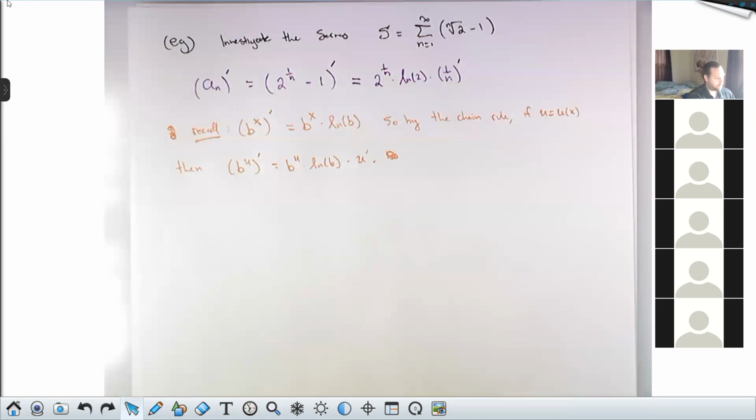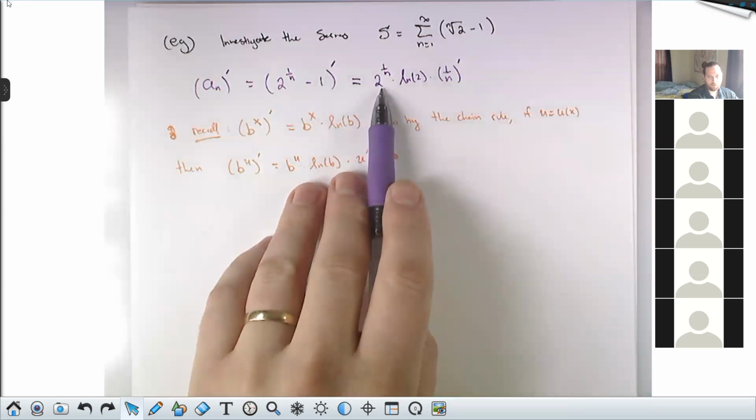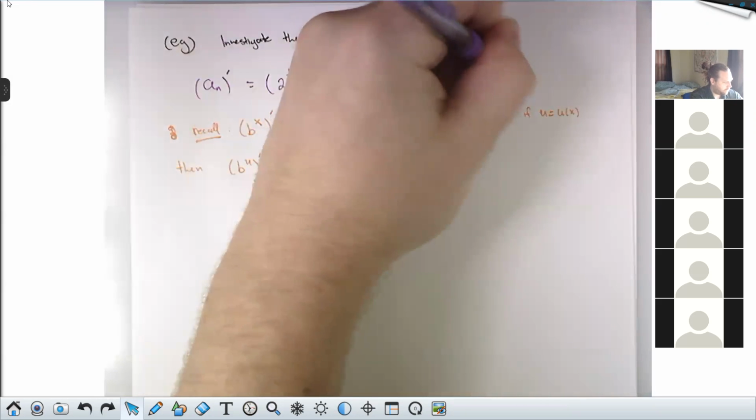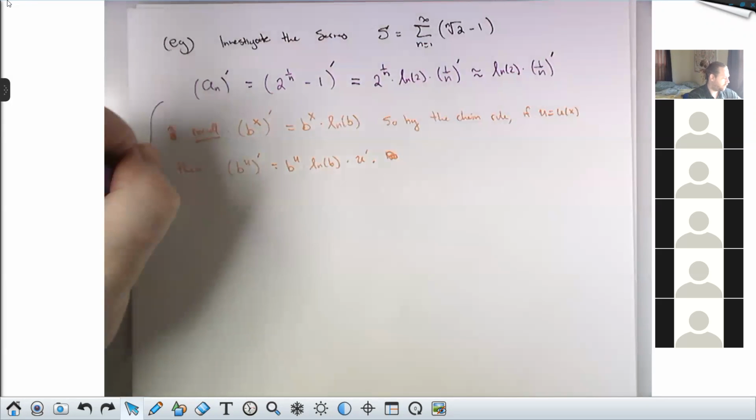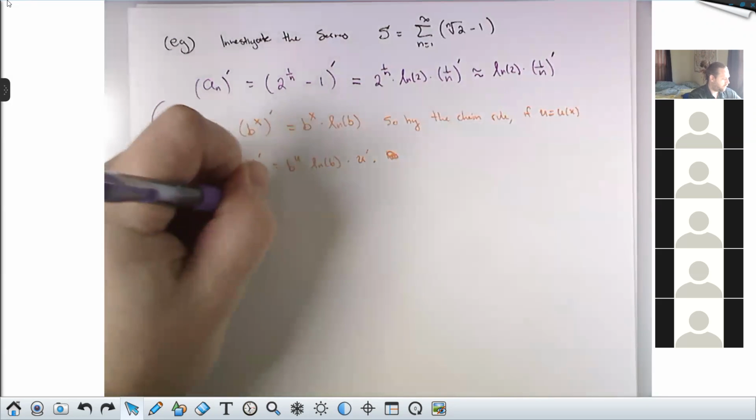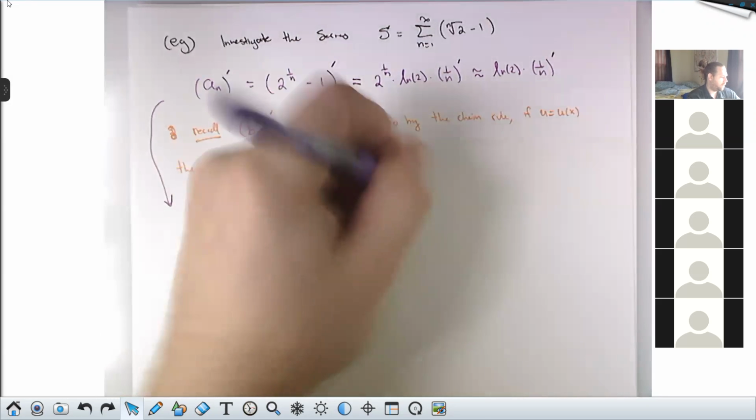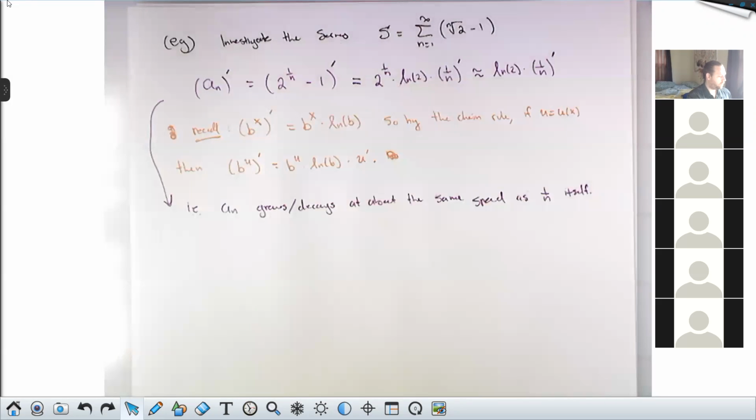Why is this useful? Well, 2 to the 1 over n, as n goes to infinity, gets very close to 1, right? 1 over n goes to 0, 2 to the 0 is 1. The natural log of 2 is a constant. So this is very similar to the natural log of 2 times the derivative of 1 over n. In other words, an grows or decays at about the same speed as 1 over n itself, right? The derivative of my an is approximately equal to a constant times the derivative of 1 over n. So if two functions have the same derivative, they grow or decay at the same speed.